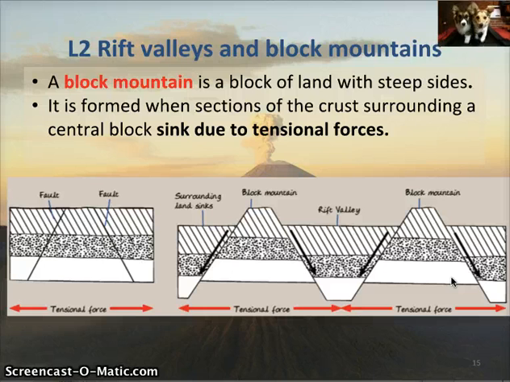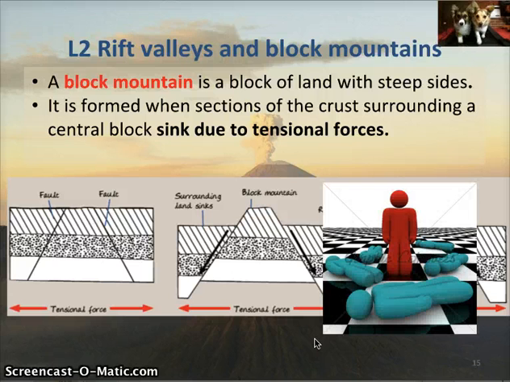Now, on the other hand, when you have more of such fault lines, you create block mountains, which is essentially a block of land with steep sides that is formed when sections of the crust that extend along fault lines and rock masses surrounding a certain central block sink due to tensional forces. So these two are left behind. Okay, the block of land left standing higher than the surrounding land becomes a block mountain. Essentially, you become a mountain because others fail to be mounted and other pieces of land fall.